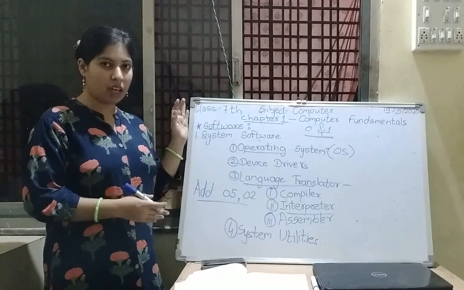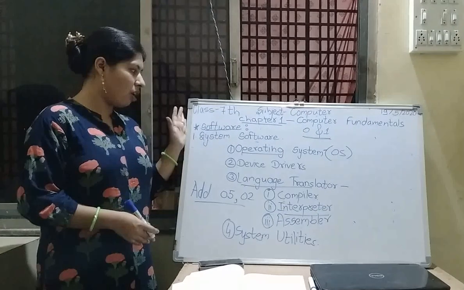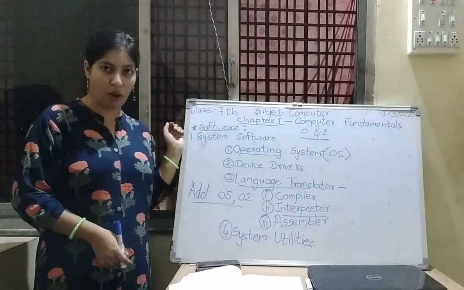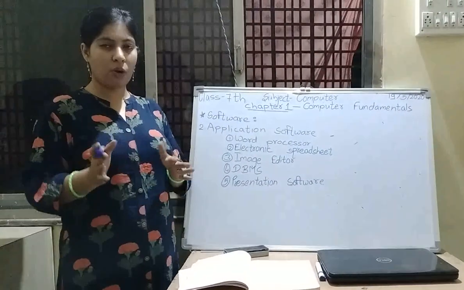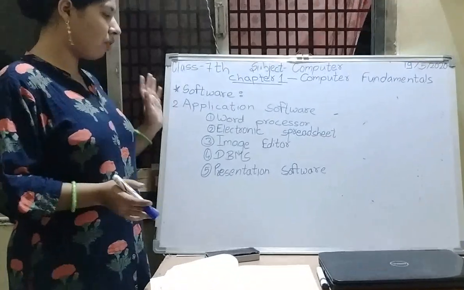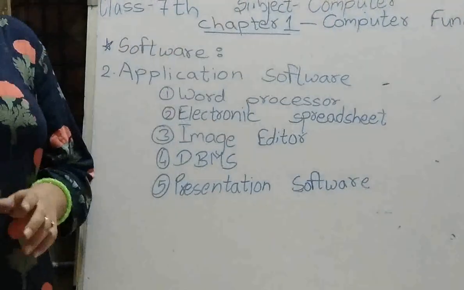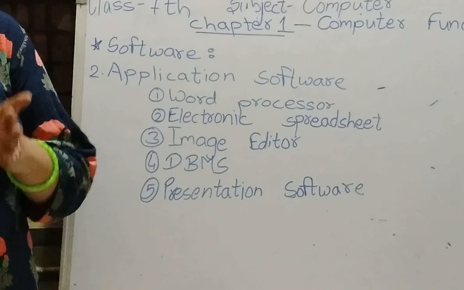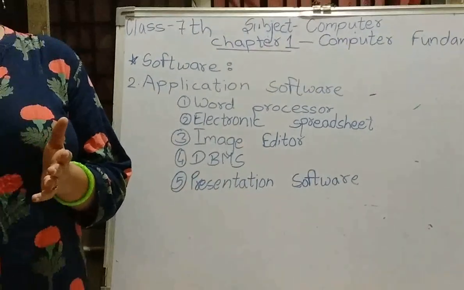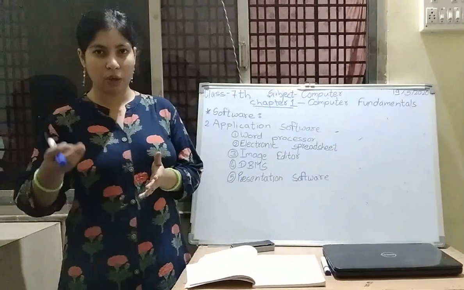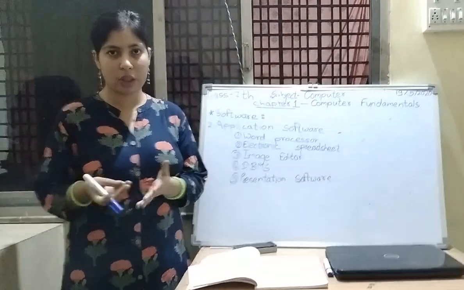And here we have completed our first point from software, that is the system software. I hope that you have understood the system software. Now going on to the second type of software, that is the application software. Application software, as I told you, is used for special purposes. They are used for performing special tasks.